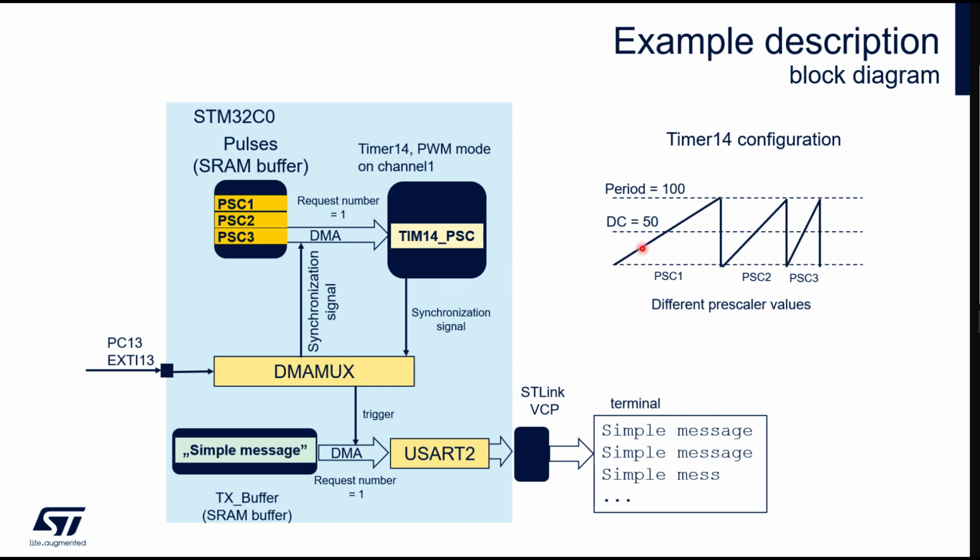Then on its output compare signal, so in the middle, this timer 14 is triggering DMA multiplexer once again using its synchronization signal, which is triggering another DMA transfer, this time from TX buffer to USART 2 transmit register, character by character. So it will be visible as single letters displayed on the terminal.